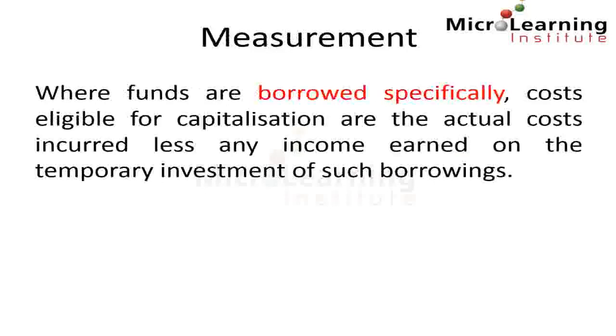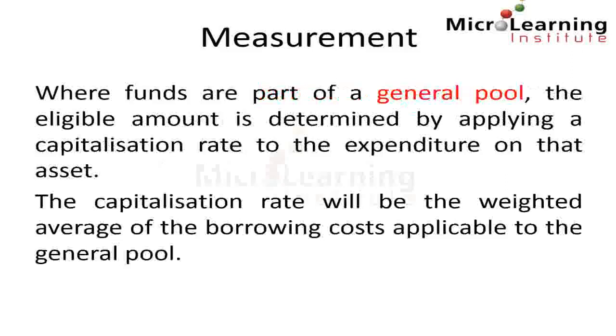In terms of measurement of the borrowing costs, where funds are borrowed specifically, costs eligible for capitalization are the actual costs incurred less any income earned on the temporary investment of such borrowings. Alternatively, where funds are part of a general pool of funds, the eligible amount is determined by applying a capitalization rate to the expenditure on that asset. The capitalization rate will be the weighted average of the borrowing costs applicable to the general pool.